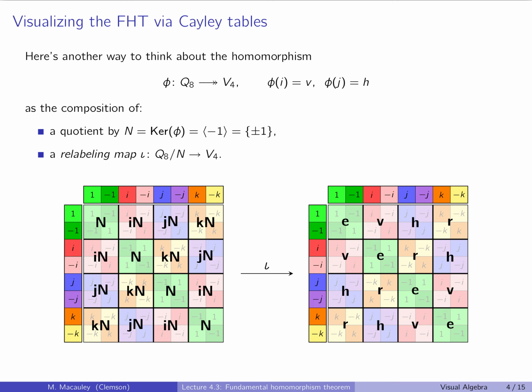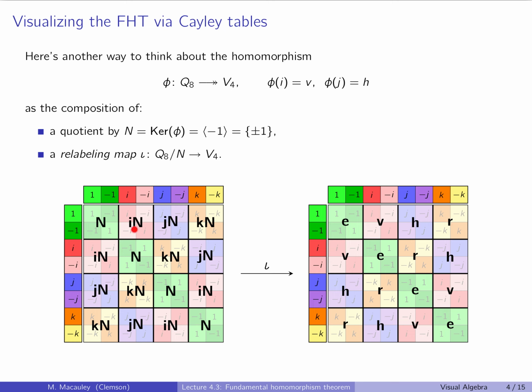This is Q8, and if you arrange the elements or cluster them in this way, you see a copy of V4 like this. Now, previously I just colored in this way and you squinted your eyes and you saw it, but now I can tell you that these squares are actually cosets. So the elements in the green squares are the elements in N, the elements in the red squares are the elements in the coset iN, and so forth. So this group of cosets has a structure of V4, which means that there's a natural labeling map from these elements to e, v, h, and r. And you see how that's defined?